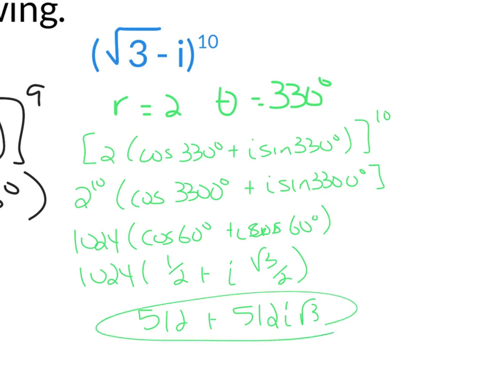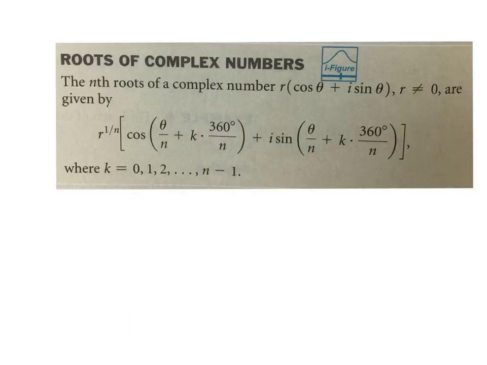That's not too bad. All right, now if you're going to take roots instead of raising them to a power, if you're going to take roots of complex numbers, here's the formula for that. Here's how we're going to do those. First of all, we're going to put it in trig form. We're going to take the r out here. It says 1 over n power. That means the root. We're going to take the root.